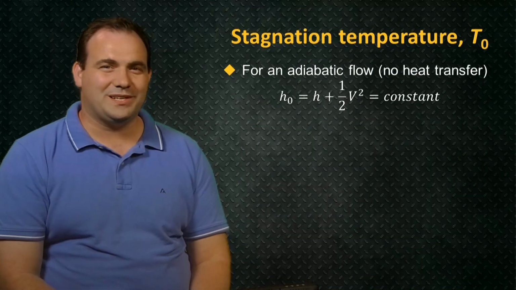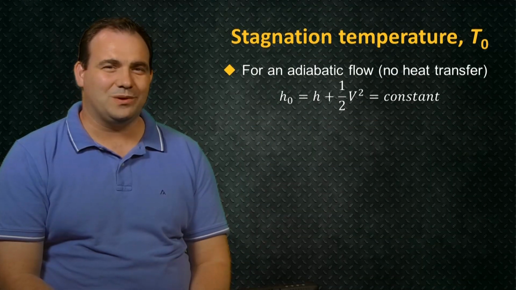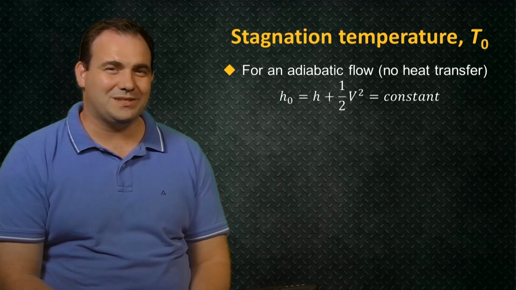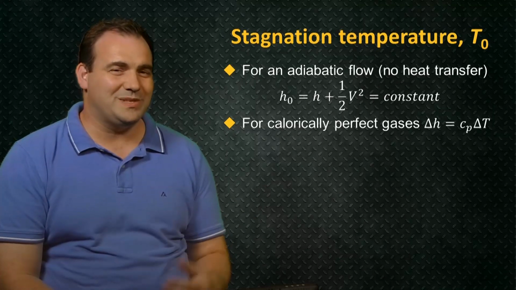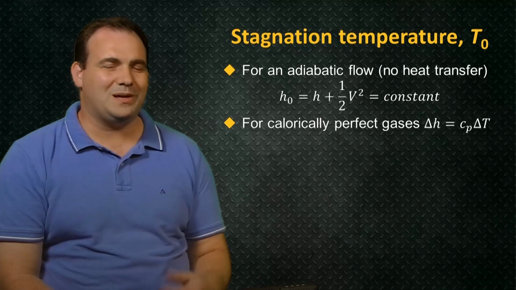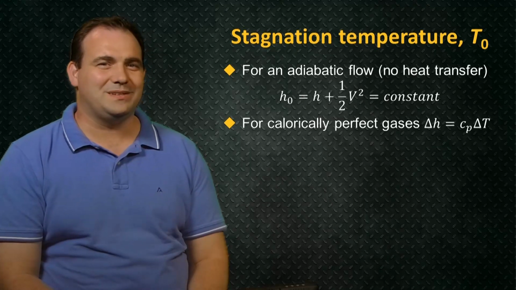To derive an expression for the stagnation temperature T0, we begin with our expression for the stagnation enthalpy H0, which is equal to the enthalpy H plus a half the velocity squared. For a calorically perfect gas, the change in enthalpy between two states is equal to the specific heat Cp multiplied by the temperature difference between those two states.